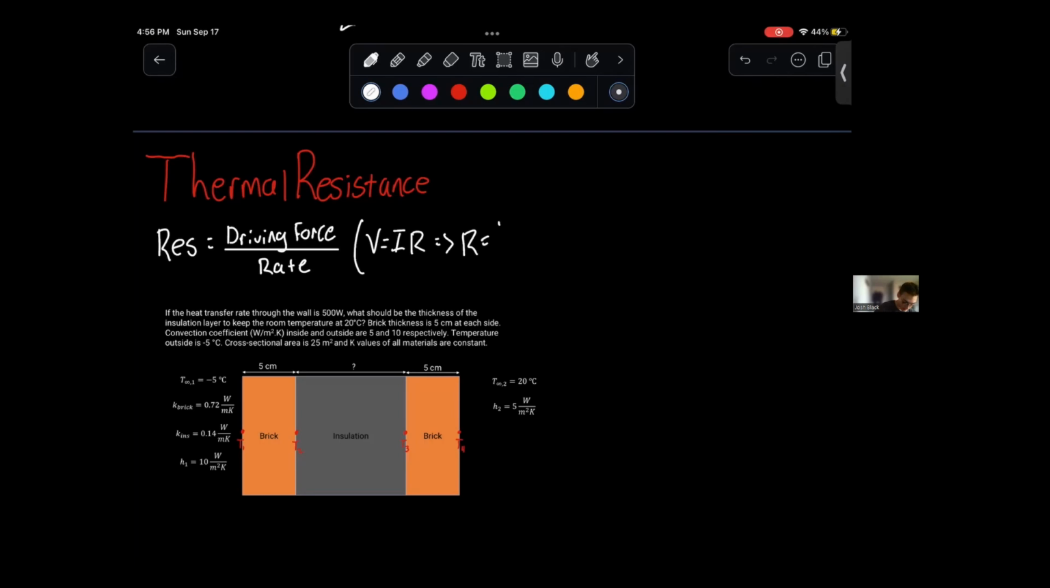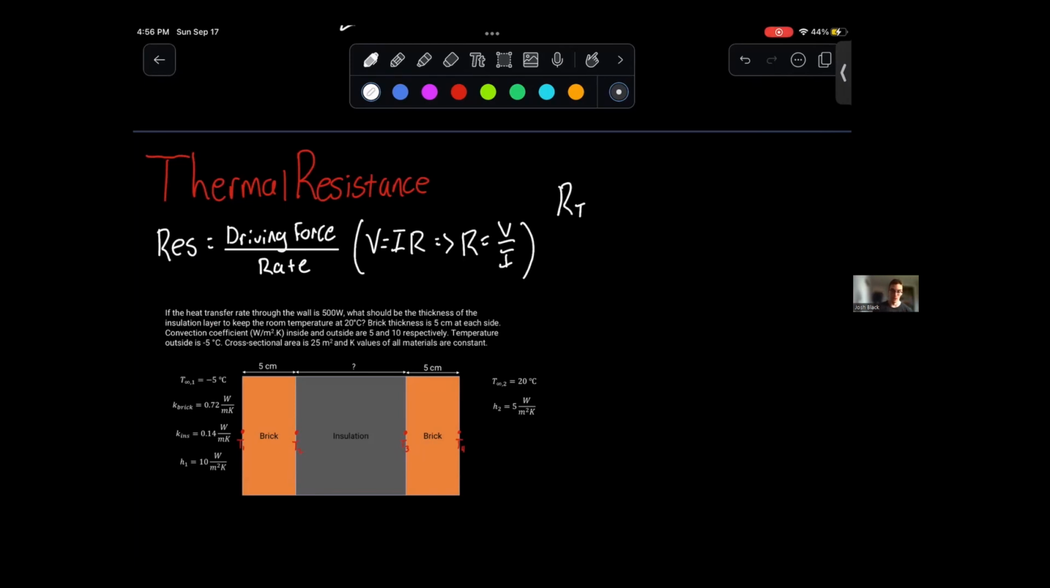Rearrange, just like that. So we have a driving force in heat transfer. We just mentioned them. It's either going to be a change in phase or a change in temperature. In this case, sensible change in temperature.